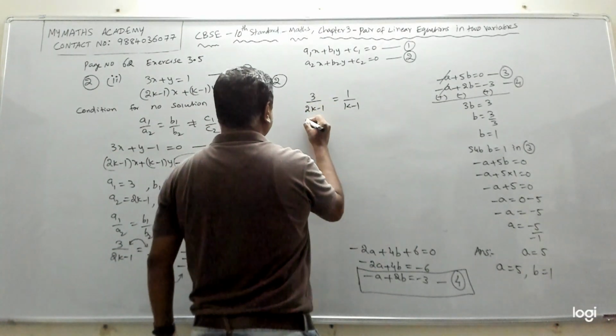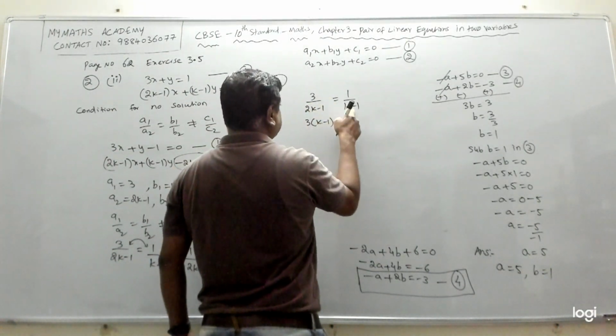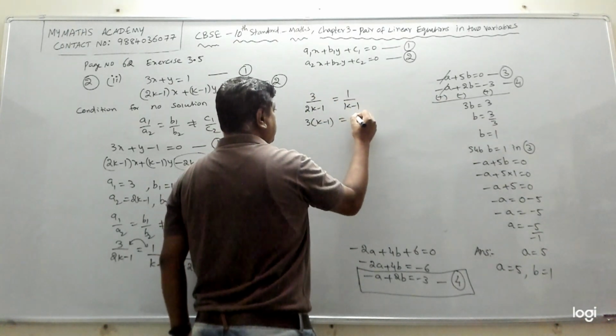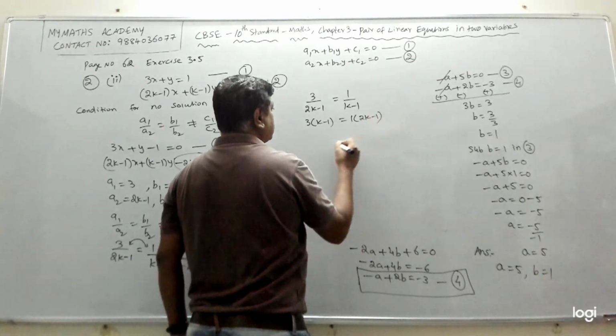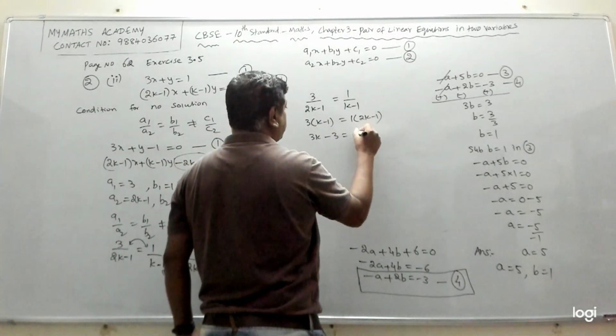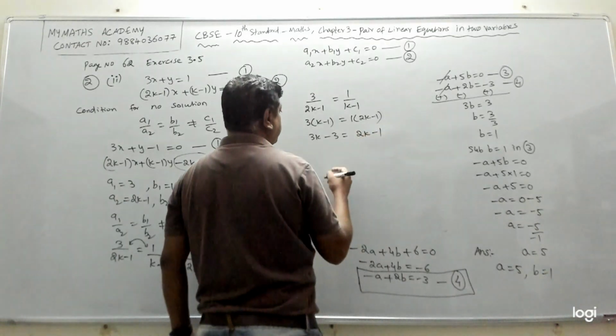So this into this, so 3 into k minus 1, this into this equal to 1 into 2k minus 1. So 3 into k is 3k, 3 into minus 1 is minus 3, 1 into 2k is 2k, 1 into minus 1 is minus 1.